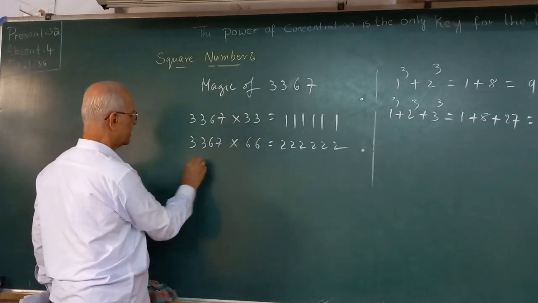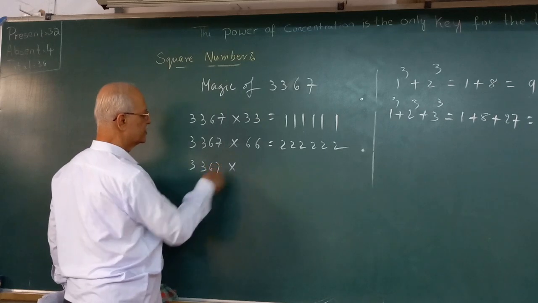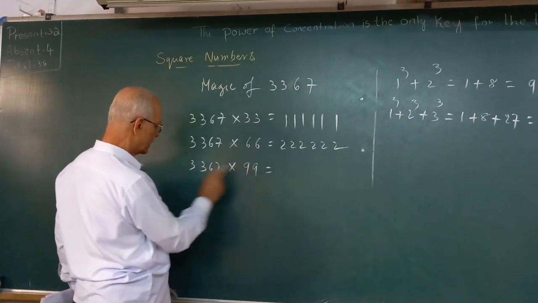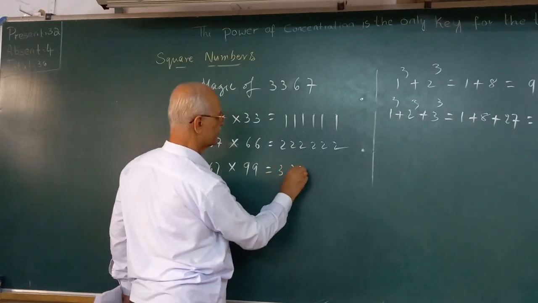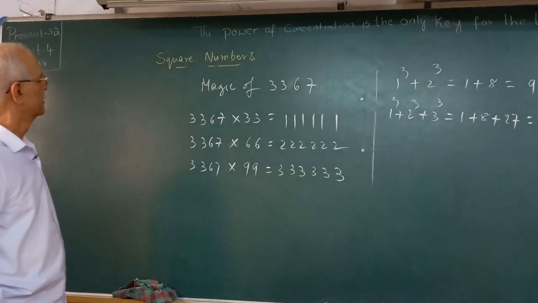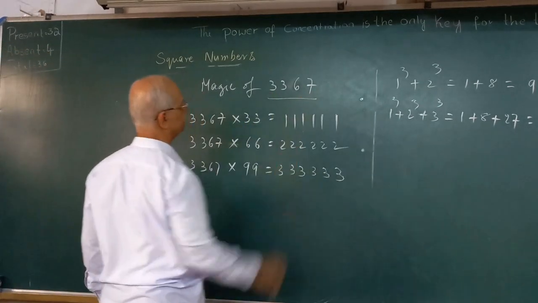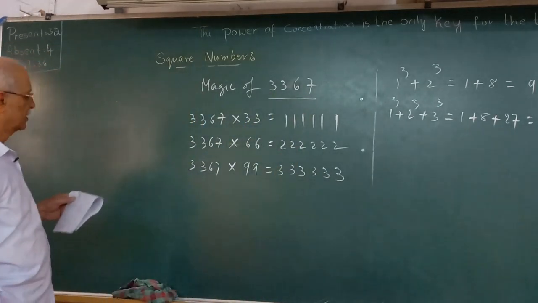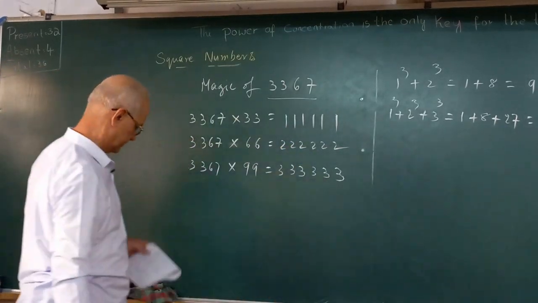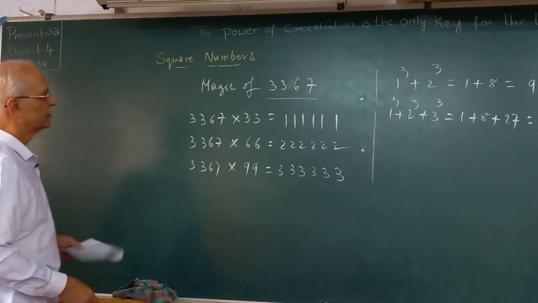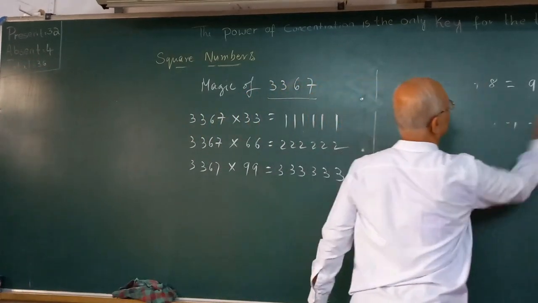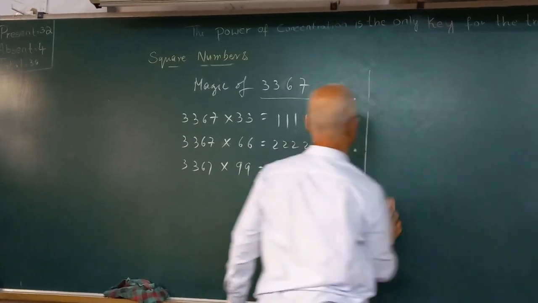Same number 3367, add 33 to this, you get 99. You multiply this, you get 333333. See the magic of this number. 6 digits here, 111111, 222222, 333333, like that. These are some interesting arrangements of numbers.